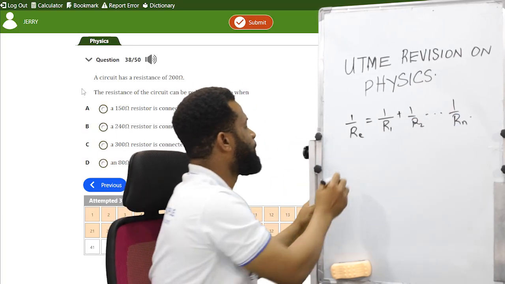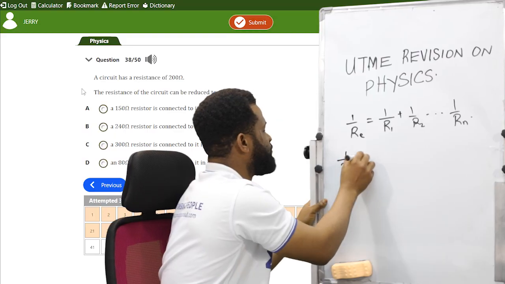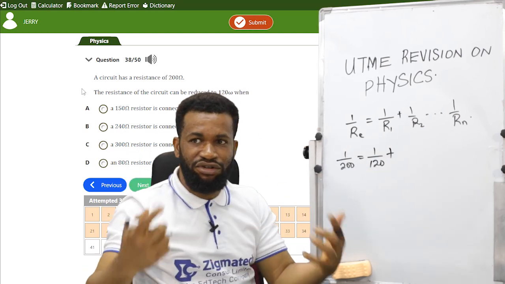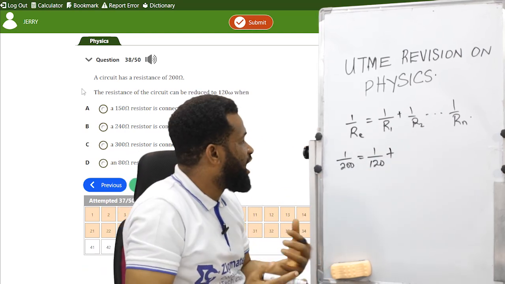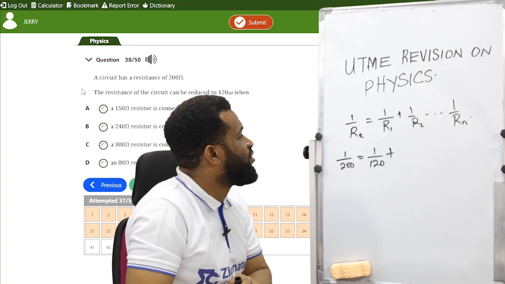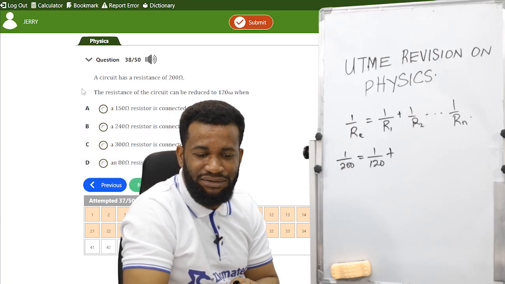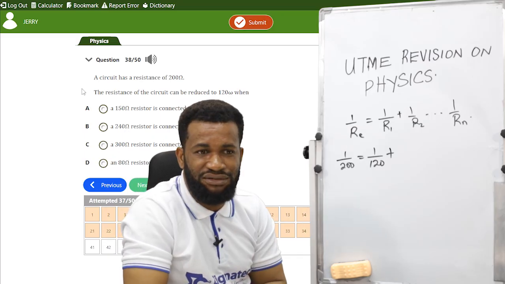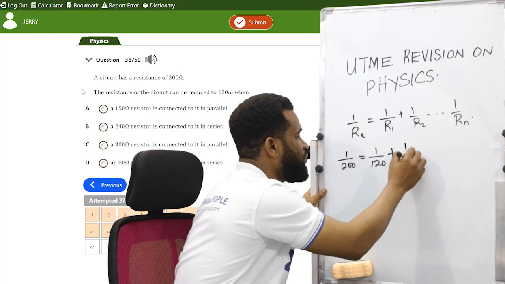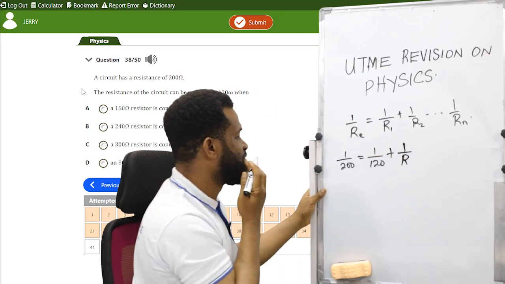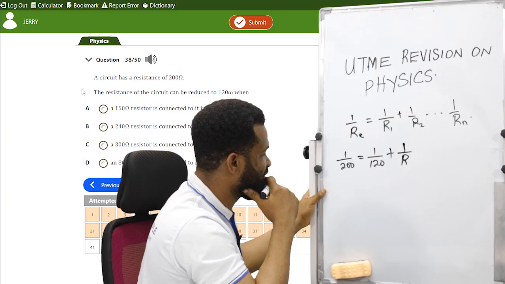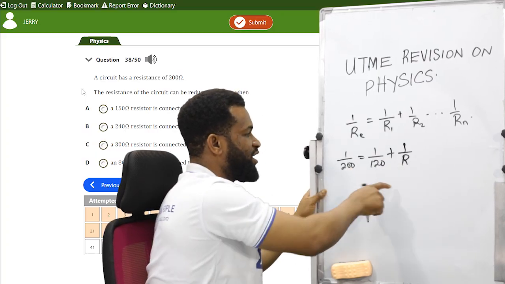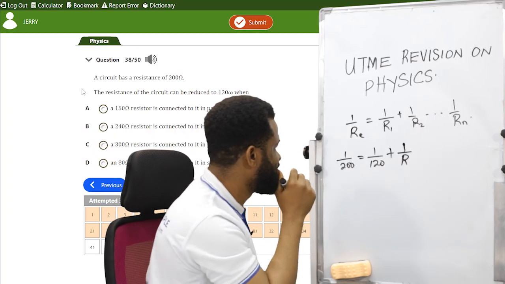Good. Now, I'm going to apply 1 over 200 is equal to 1 over 120 plus, there is a new resistance which we are looking for. I am using parallel because I know that it is only a parallel circuit that can reduce a resistance. That's why I'm applying this. I'm not using series. So this is 1 over R. So I'm going to find the LCM, clear this fraction and find the value of R. Then I will make my choice.